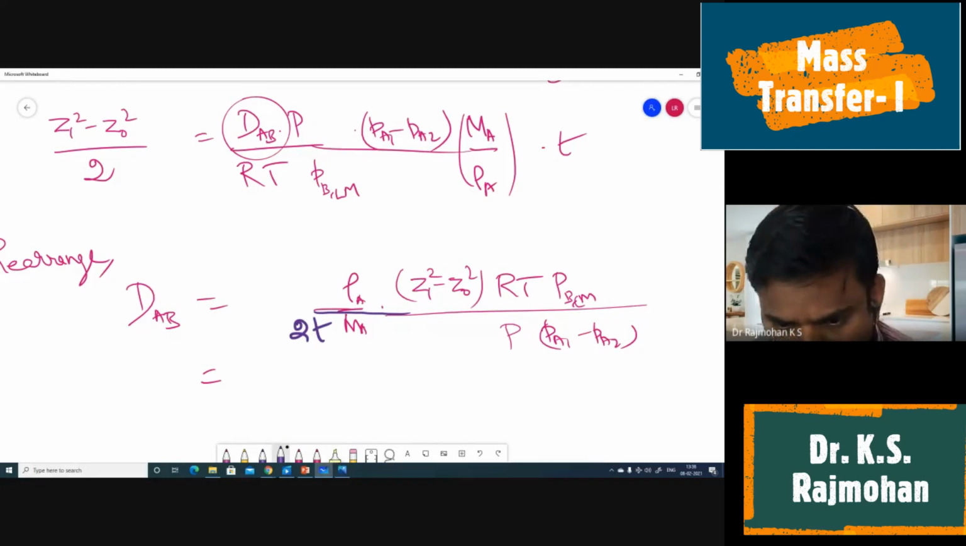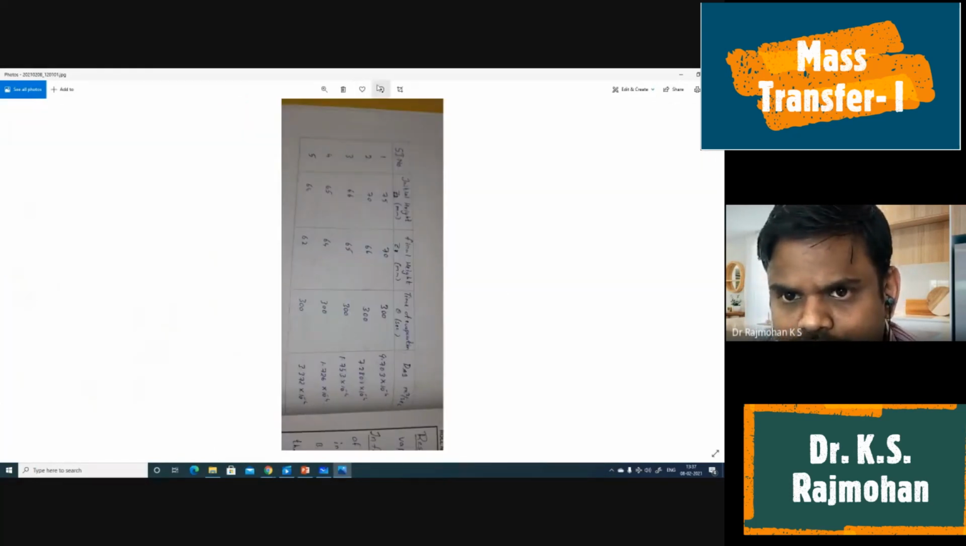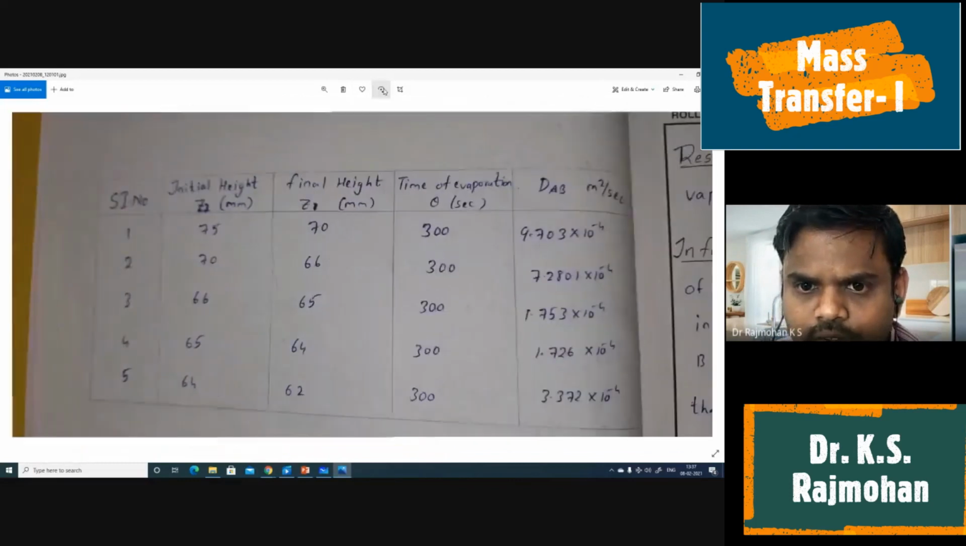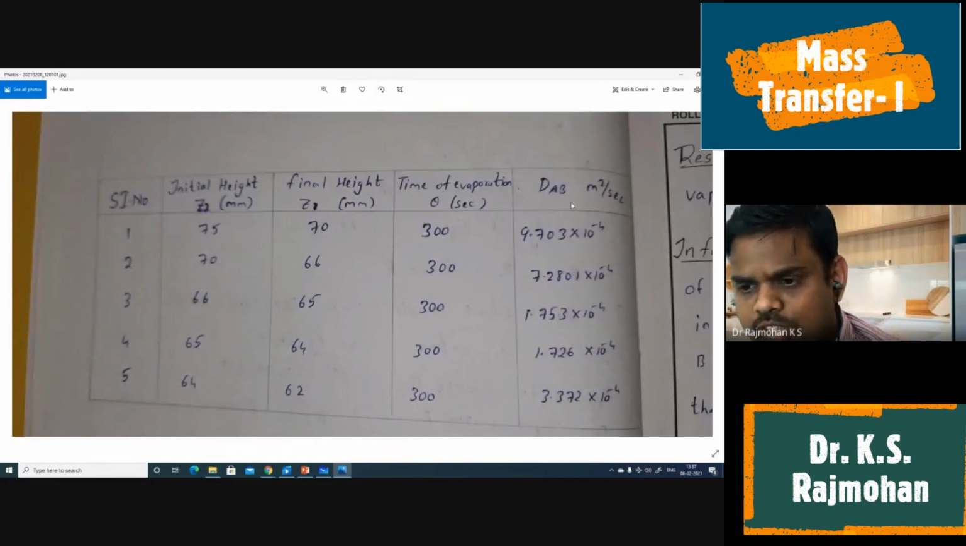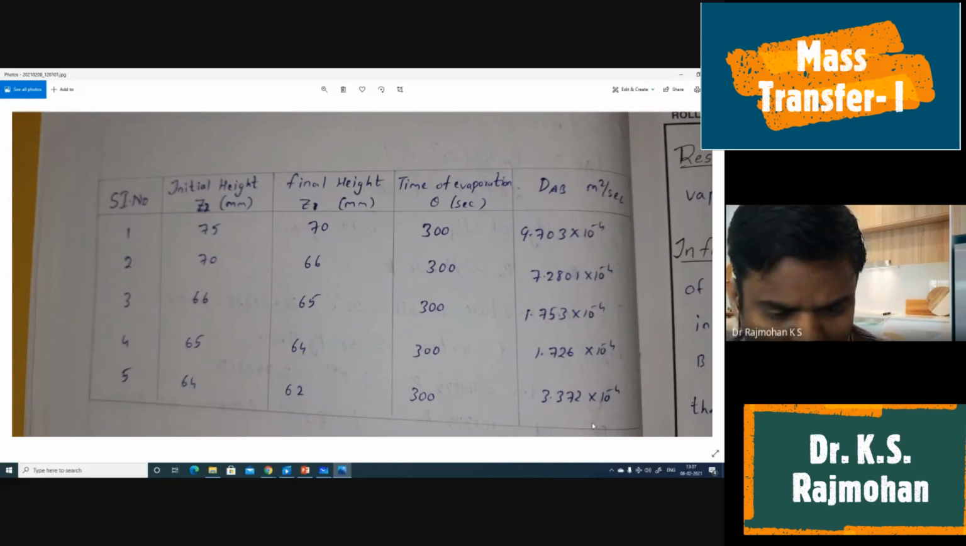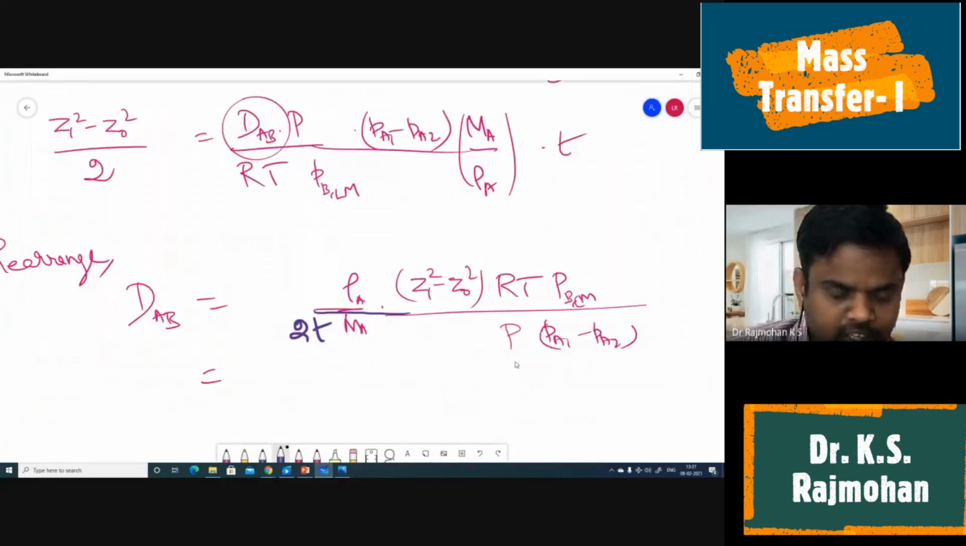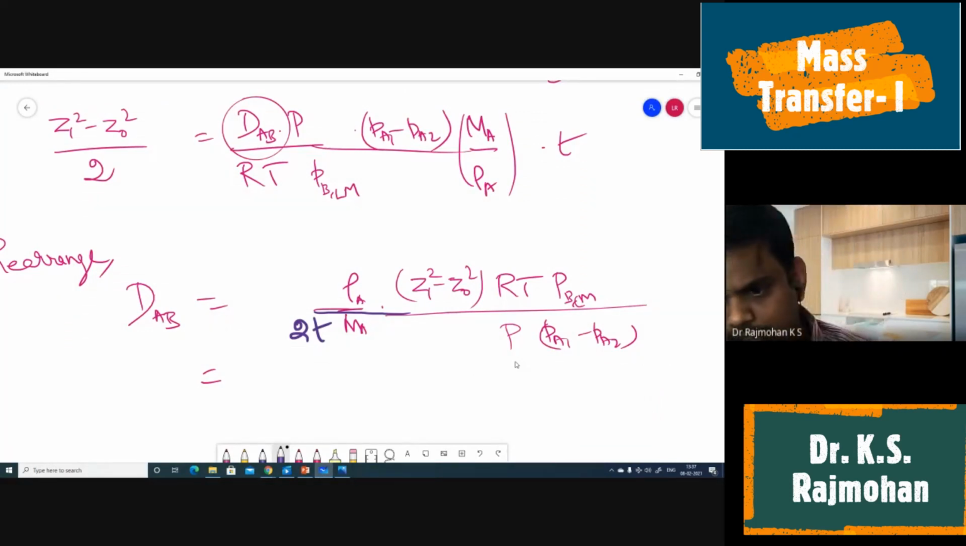So if you have this expression, what we can do is, we have observed in the experiment, you have measured the timings with respect to time, we have levels. So we can calculate the DAB value using that formula. This is the observation and this is the calculation table, so we can always calculate the DAB value using the formula. Understood? We have derived an expression for DAB, which can be used to experimentally determine the DAB value.